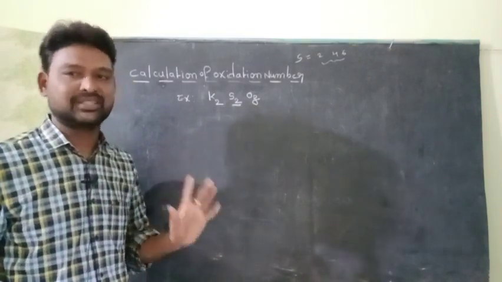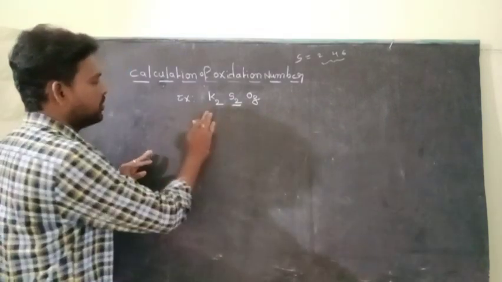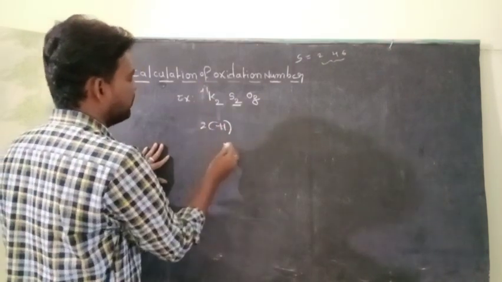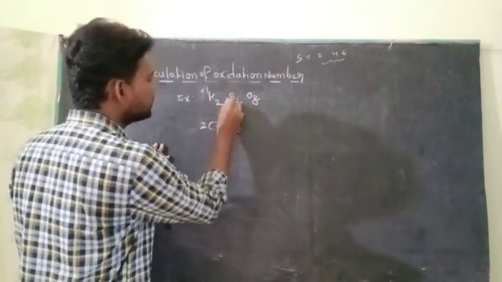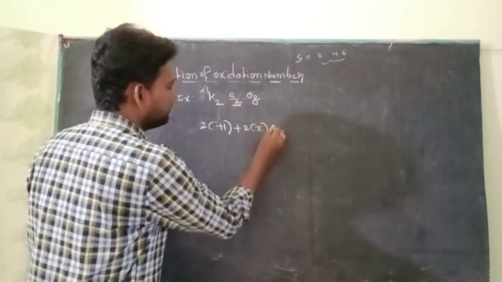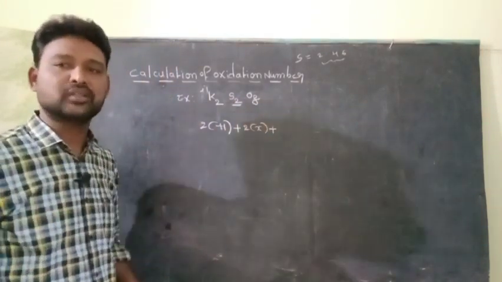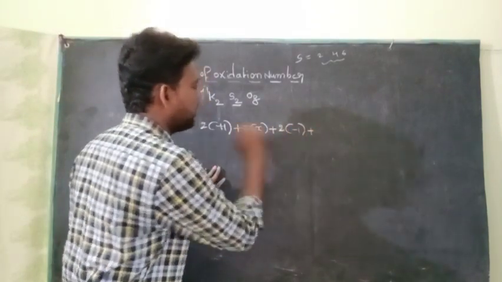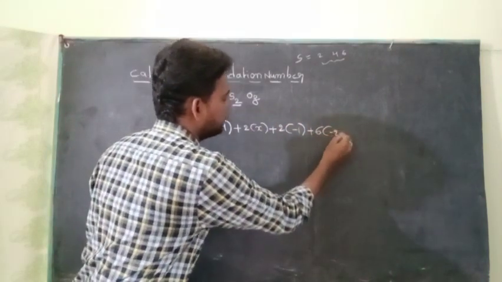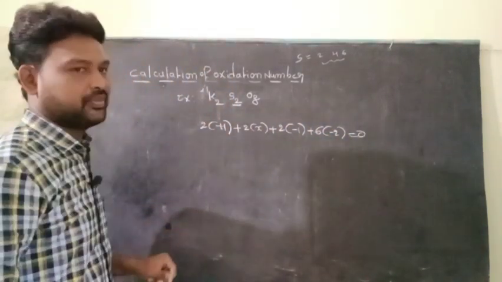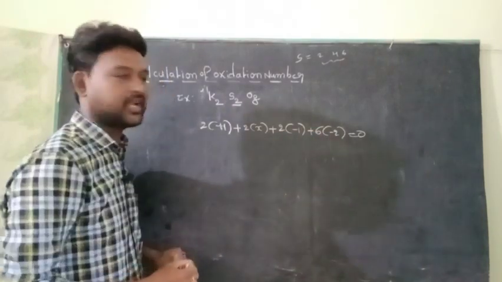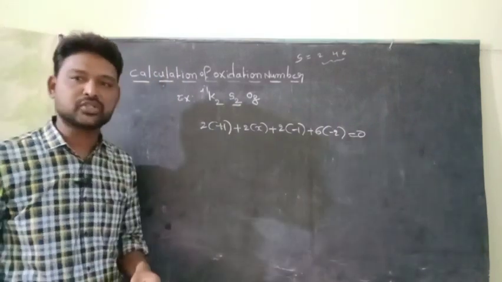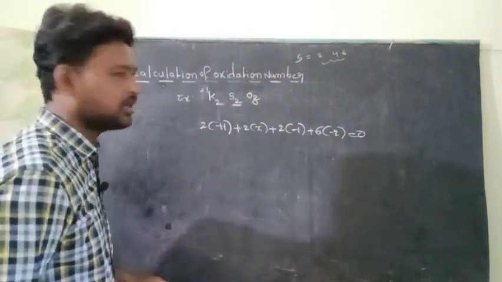Take a minimum of 2 peroxygen atoms. So okay, 2 into plus 1, the potassium oxidation number plus 1, plus 2 sulfur atoms, 2 into x, plus here 8 oxygen atoms are there. The minimum 2 oxygen atoms are peroxygen atoms. You can take 2 into minus 1, plus the remaining 6 oxygen atoms, 6 into minus 2, equal to 0. The 6 oxygen atoms are normal oxygen atoms. The 2 oxygen atoms are peroxygen atoms. So each peroxygen atom has the minus 1 oxidation state. That's why you can take minus 1.